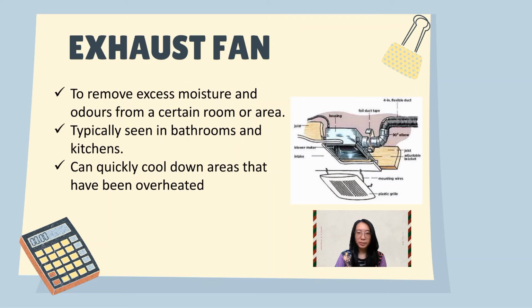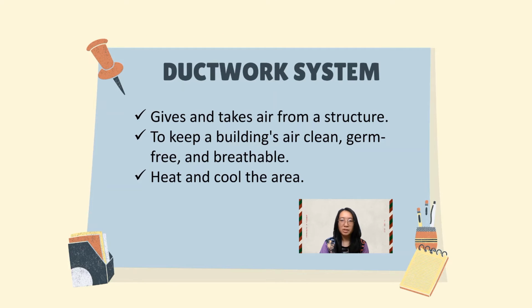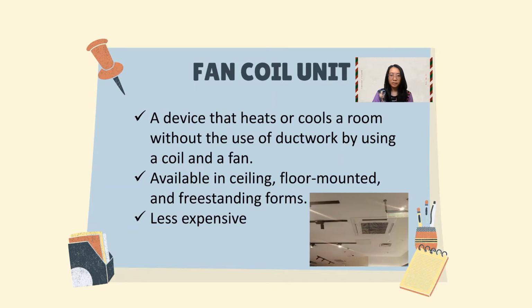The first component is the exhaust fan. Exhaust fans remove excess moisture and odors from a certain room and area, and are typically seen in bathrooms and kitchens. Next is the ductwork system. It gives and takes air from a structure, and it keeps a building's air clean, germ-free, and breathable. The third component is the fan coil unit.